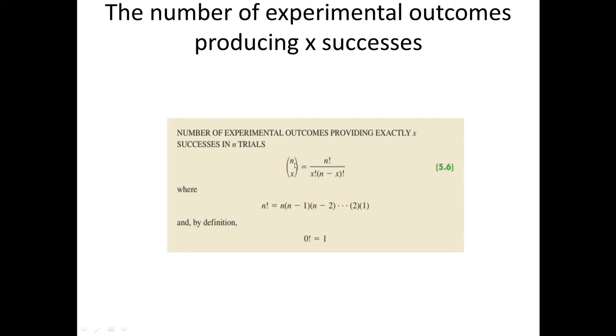So if I have n trials, if I have 5 tries and I want to find out the probability that I'm actually going to get 3 heads, I can calculate this directly, because then the n is going to be 5 and the x is going to be the 3. So it's going to be 5 factorial over 3 factorial into 5 minus 3 factorial, which is 5 factorial over 3 factorial into 2 factorial.